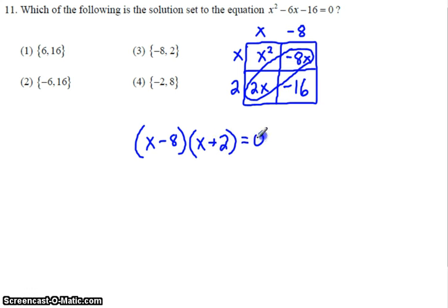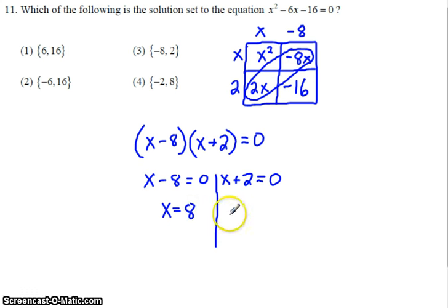is equal to 0. And again, to solve this, we split and solve. If x minus 8 equals 0, we know x is equal to positive 8, or x is equal to, in this case, negative 2. So my solutions are 8 and negative 2, and it's a little out of order here, but same thing, answer number 4.